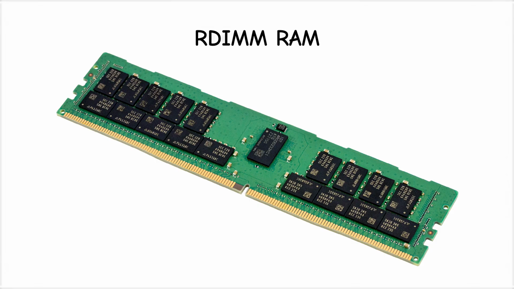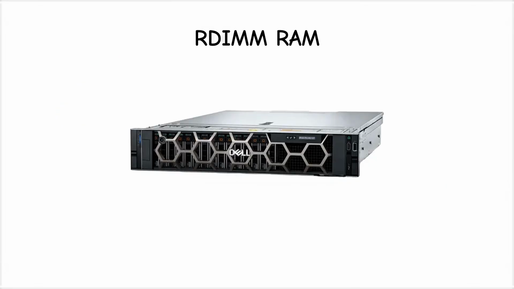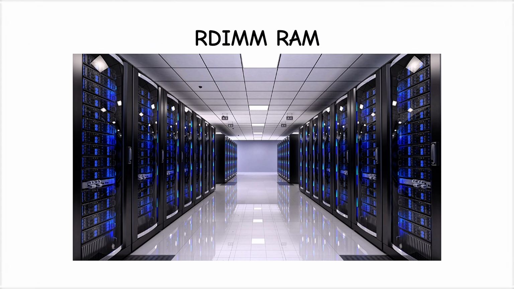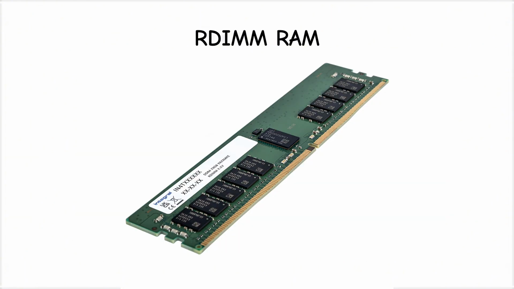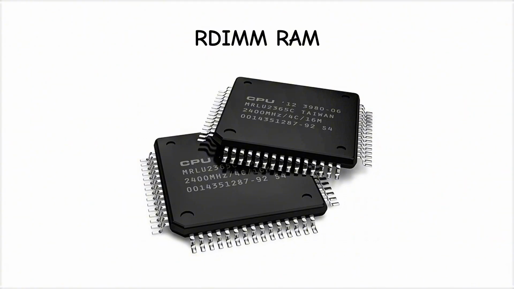RDIMM RAM. This type is also known as registered or buffered memory, and it is designed exclusively for high-performance enterprise servers and heavy-duty workstations. As a server demands massive amounts of memory, the sheer number of individual chips places a heavy electrical load on the CPU's memory controller, which can degrade the system's stability.